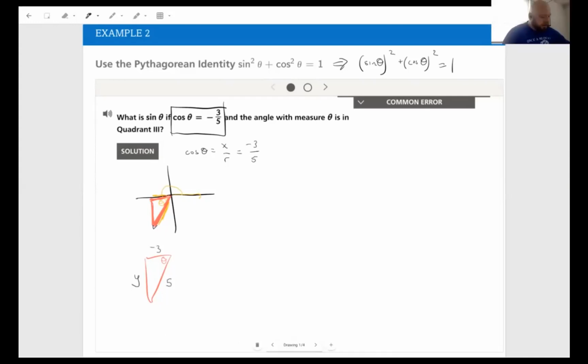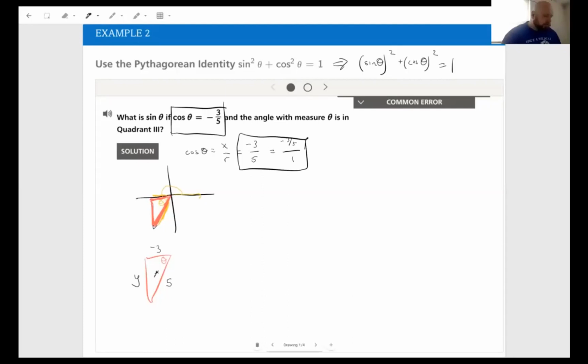Another way you can think about this, if you are on the unit circle, is that the x value is -3/5 and the radius is 1, because these two fractions right here mean the exact same thing. Okay, so we're back to our red triangle down here. What we're going to do is solve for y.